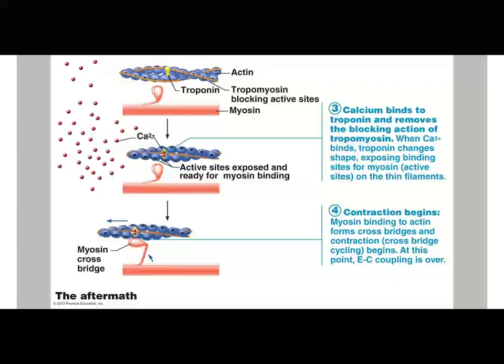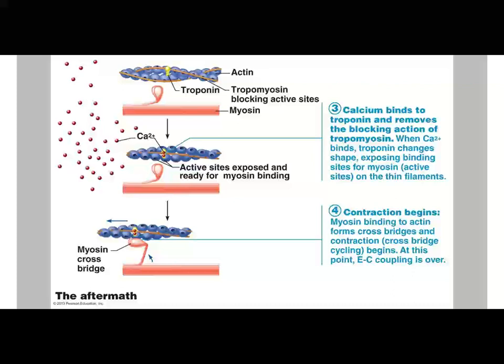So let's put everything from the past couple of slides together. The action potential arrives, causing calcium to enter the interior of the muscle cell, which then allowed for cross bridge to form. So the action potential resulted ultimately in cross bridge formation.